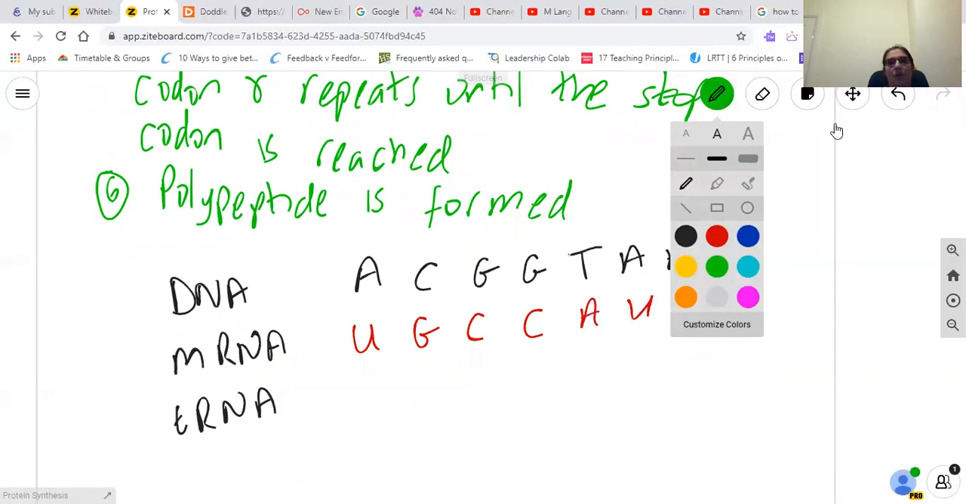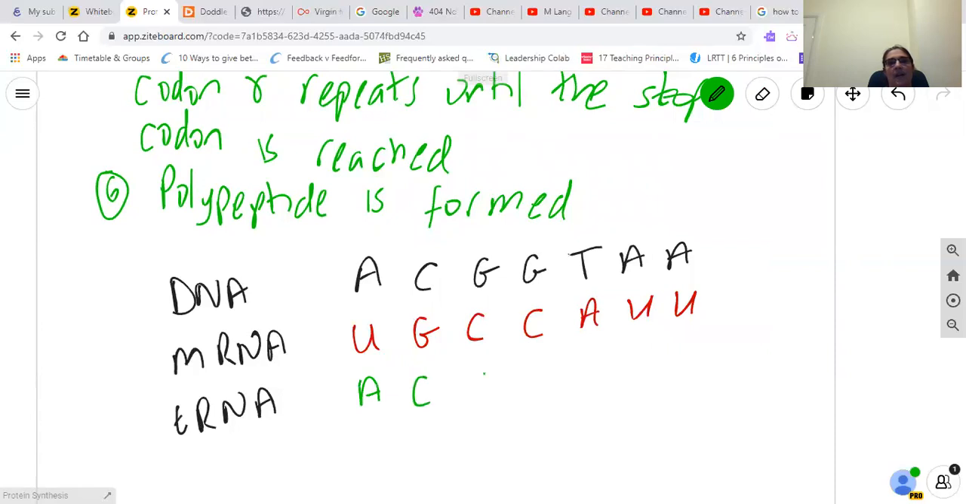And then fill in your tRNA sequence. Now, the tRNA sequence will be the same as the DNA sequence, but again, I'm not allowed any T's, so I've got to switch it to a U. And then if they ask you an amino acid sequence, they will give you a table. You just need to be careful and look at the table to see whether the table talks about mRNA codons or tRNA anticodons, so that you can determine what you're looking at.